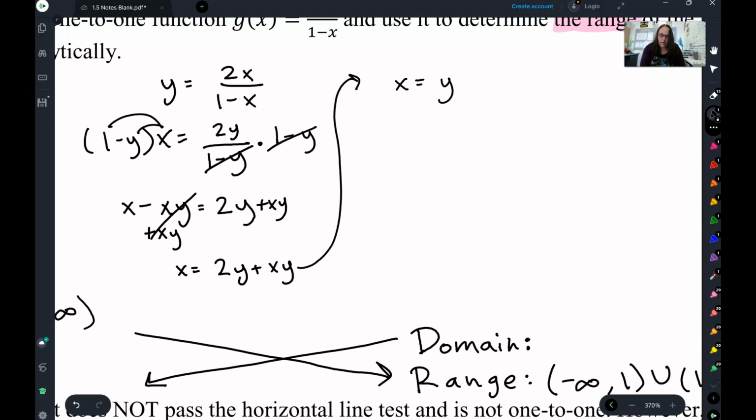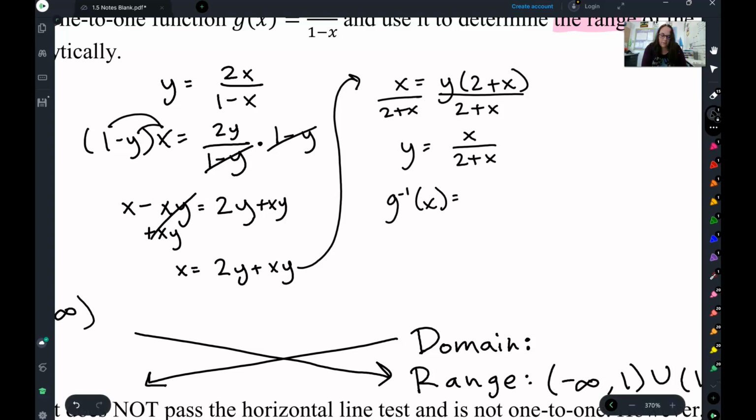So I took a y out that they have in common. And now that the y is taken out, I can divide, and my y is by itself. Ta-da! And now last step, I change that y into my inverse symbol. And there we go. There's my inverse function.